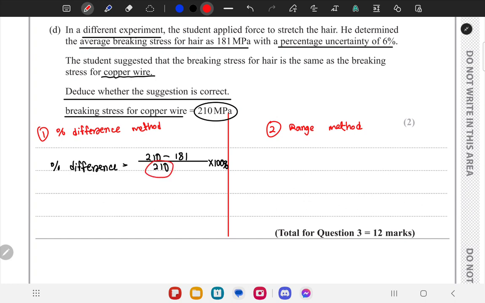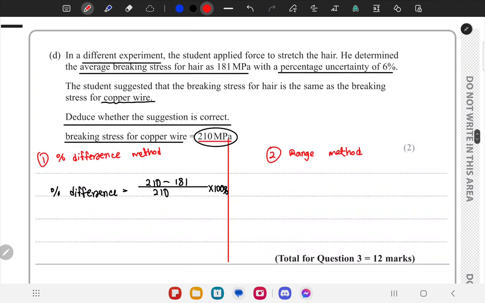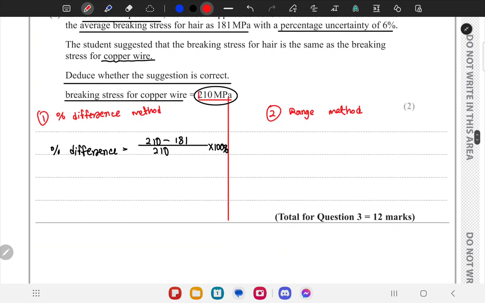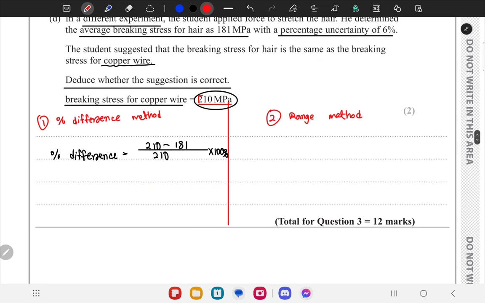We are using 210 here instead of 181 because this is a data book value. We are given this value of breaking stress for copper wire, whereas the other is determined through experiment by the student. In cases like this, if we have a data book value, we use that for the denominator. If both are experimental values, we find the average between them for the denominator. Doing this, we find the percentage difference to be 14%.